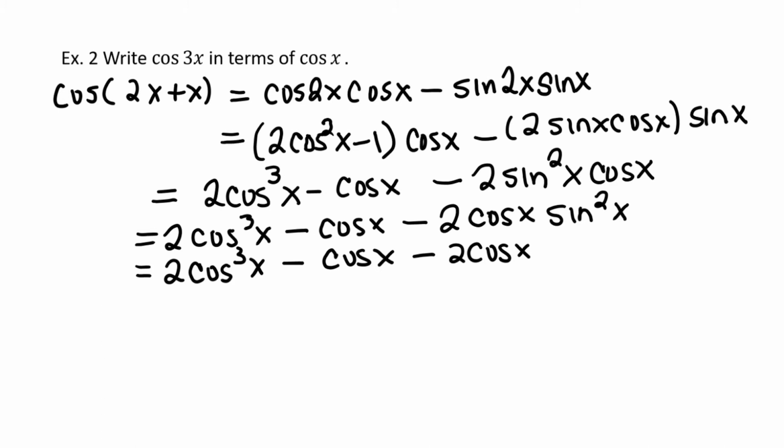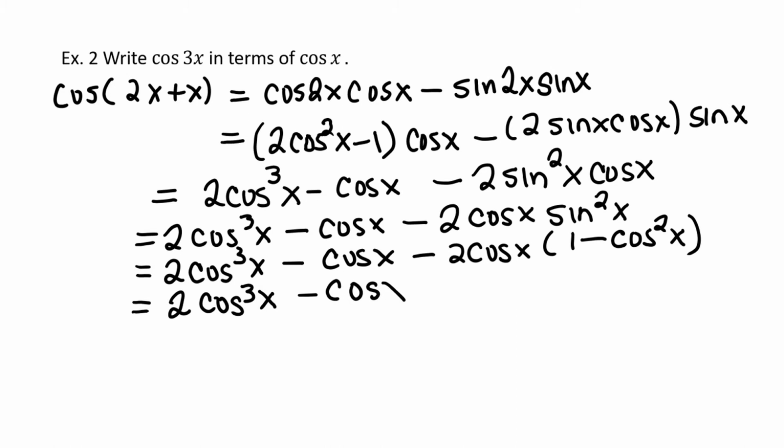Got to get rid of that sine squared, so let's use the Pythagorean identity and replace the sine squared x with 1 minus cosine squared x. Now let's continue to simplify, so we'll have 2 cosine cubed x minus cosine x. Let's distribute 2 cosine x to the term 1 minus cosine squared x, so we'll get 2 cosine x.